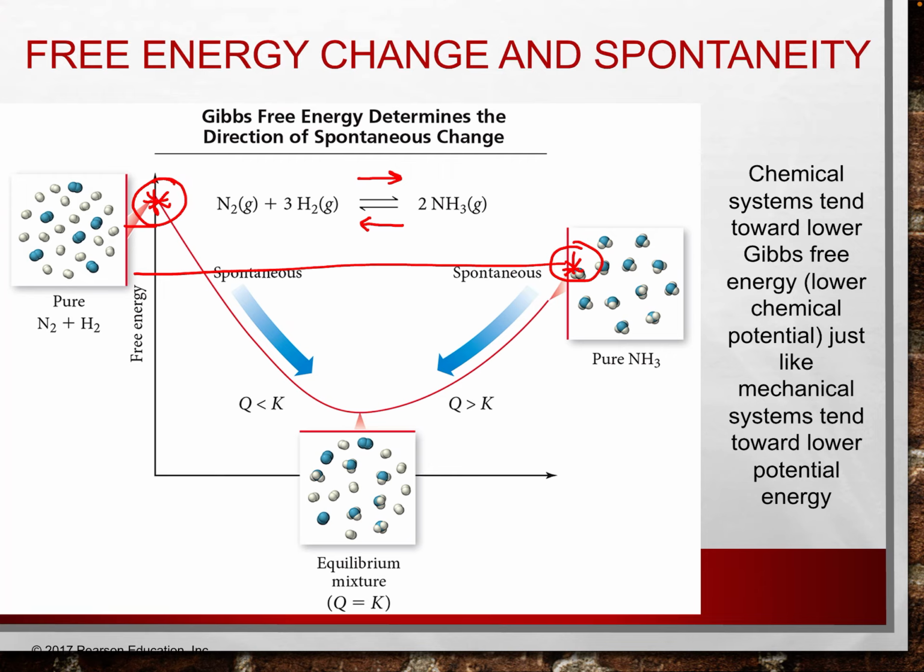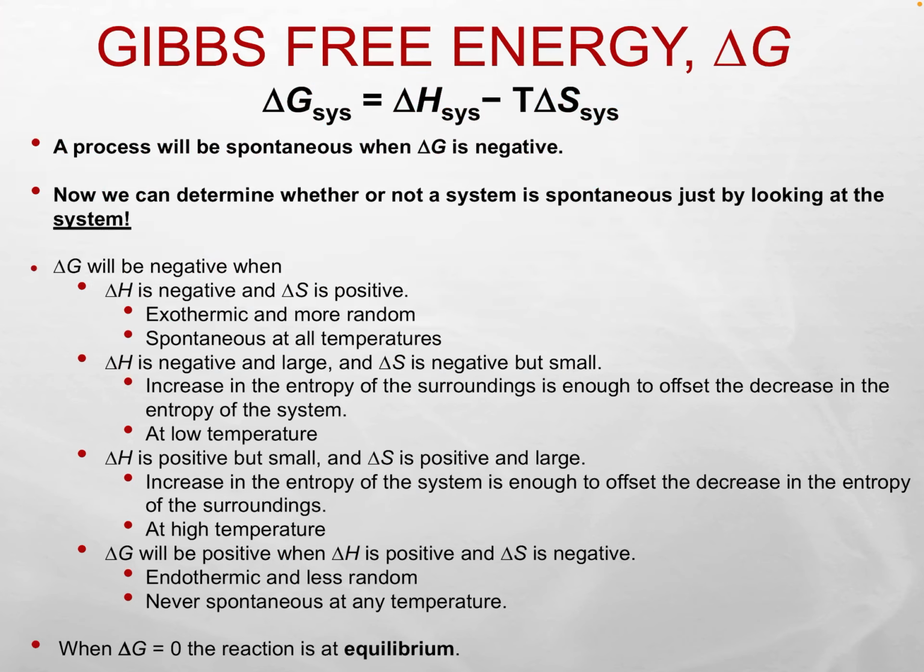Like the guy holding the weight again. If he lets go, that weight comes crashing to the ground. Here, if we react our system or allow it to go, it will form products or form reactants. It will shift the opposite way of what we have. So we could try to get to equilibrium, and these are both spontaneous directions because we're trying to get to our equilibrium mixture. So you can see how we're going to start pulling in some of the other chapters here, since we've got equilibrium going on. So again, a process will be spontaneous when delta G is negative.